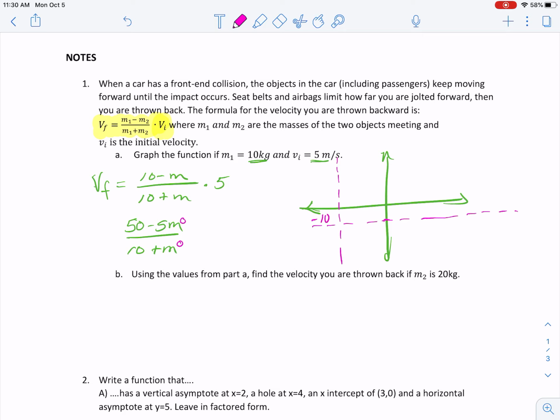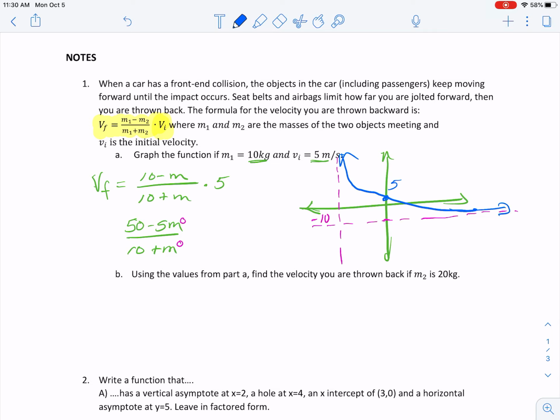Okay, and I'm going to admit I put it in my calculator and looked at the graph, and my graph comes down like this. I know it goes through here because when you plug in 0, you get 50. So this is 5. All right.